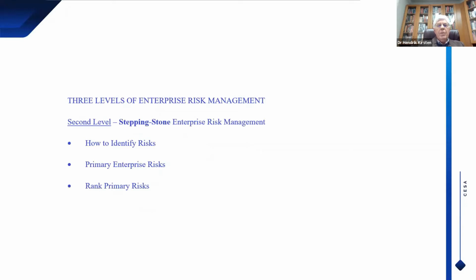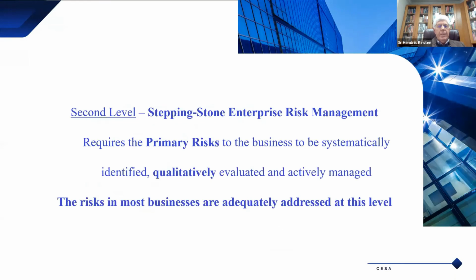The second level of enterprise risk management comprises stepping stone enterprise risk management, and here we're going to look briefly at how to identify risks, what are the primary enterprise risks, and how to rank the primary risks. Stepping stone enterprise risk management requires the primary risks to the business to be systematically identified, qualitatively evaluated, and actively managed. The risks in most businesses are adequately addressed at this level. You normally don't have to go to the advanced risk management level.